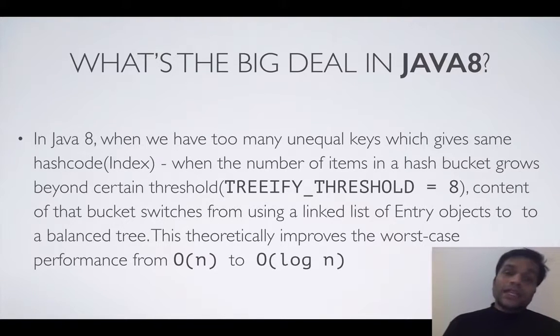A balanced tree is theoretically faster than a linked list, as a balanced tree provides a worst case performance of O(log n), compared to the O(n) performance of a linked list, which is definitely better. So that is a change in Java 8, which gives you performance improvements when there are too many unequal keys providing the same hash code or resolving to the same index.